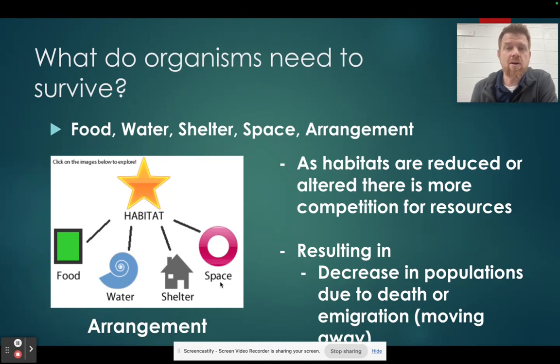And then kind of like in our lab, some may have to disperse somewhere else, some may outcompete, and some may end up dying. So this can result in a decrease in populations due to death or emigration or moving away. And that's that dispersal we talked about when we were simulating throwing those poker chips for our habitat fragmentation lab.